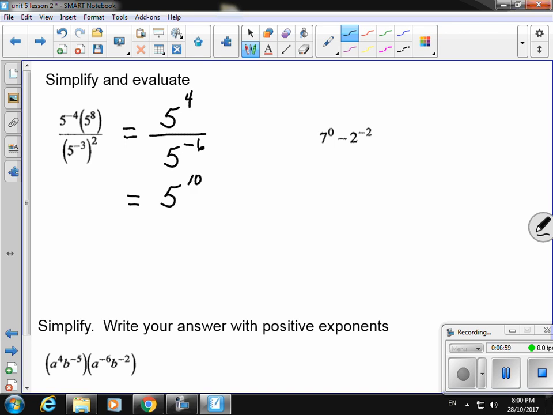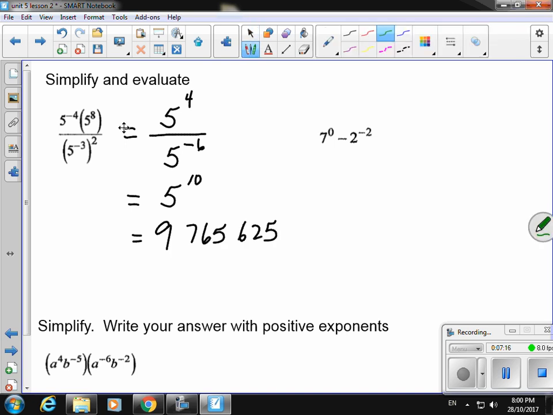Huge number. Oh, it says simplify and evaluate. All right, 5 to the 10. I don't happen to know that because the answer is 9,765,625. Of course, you probably knew that.